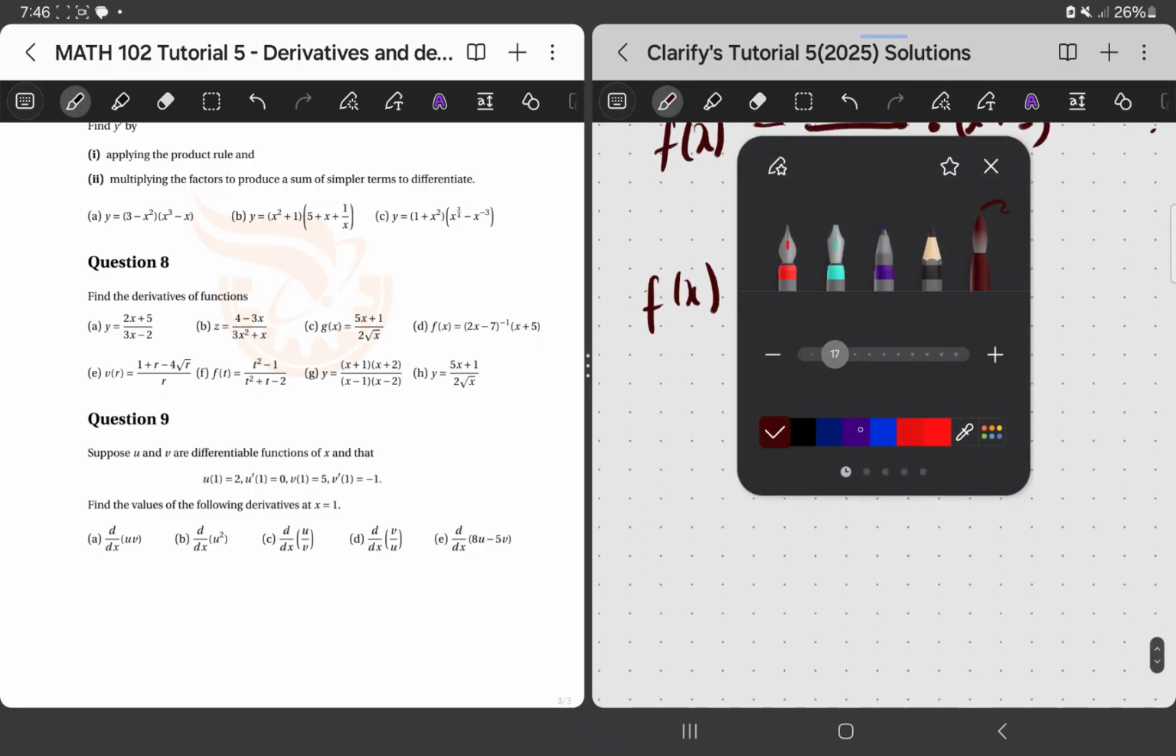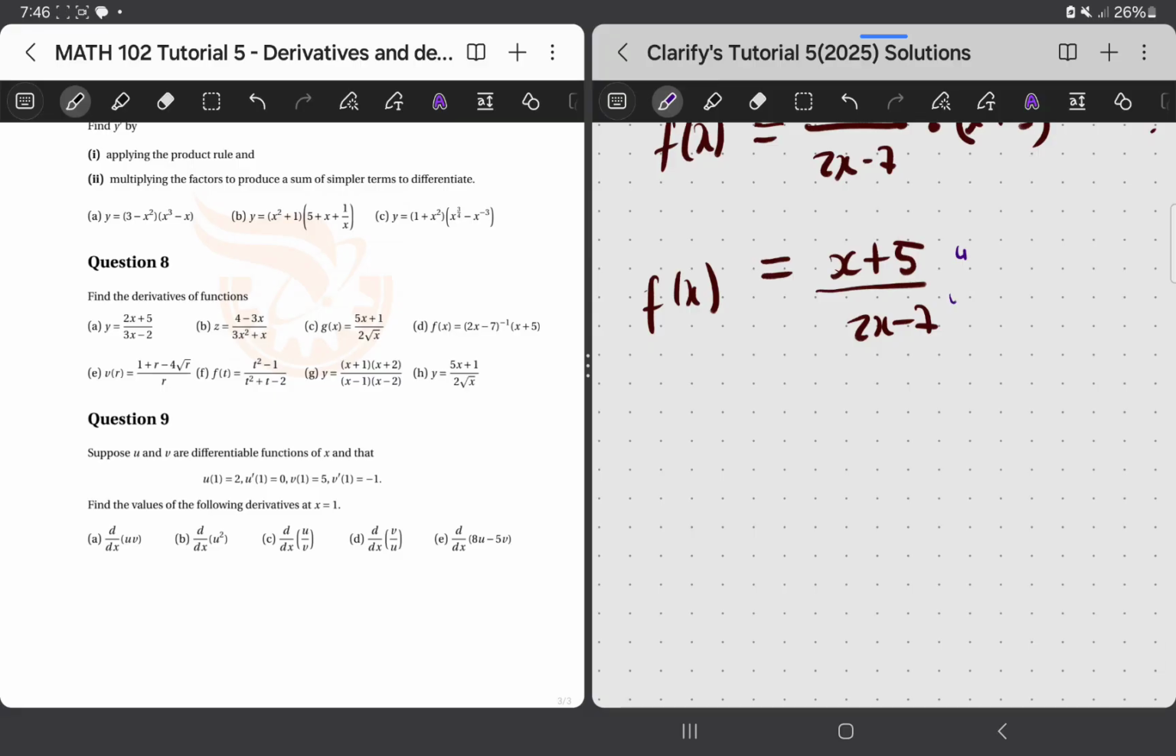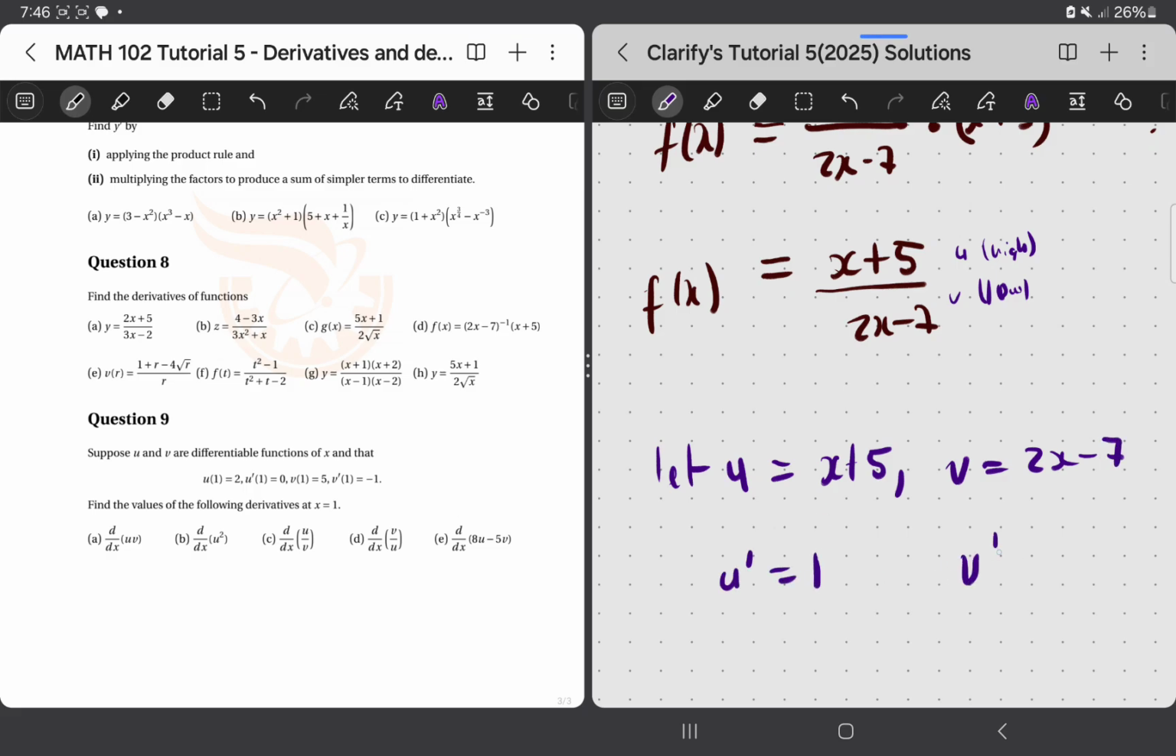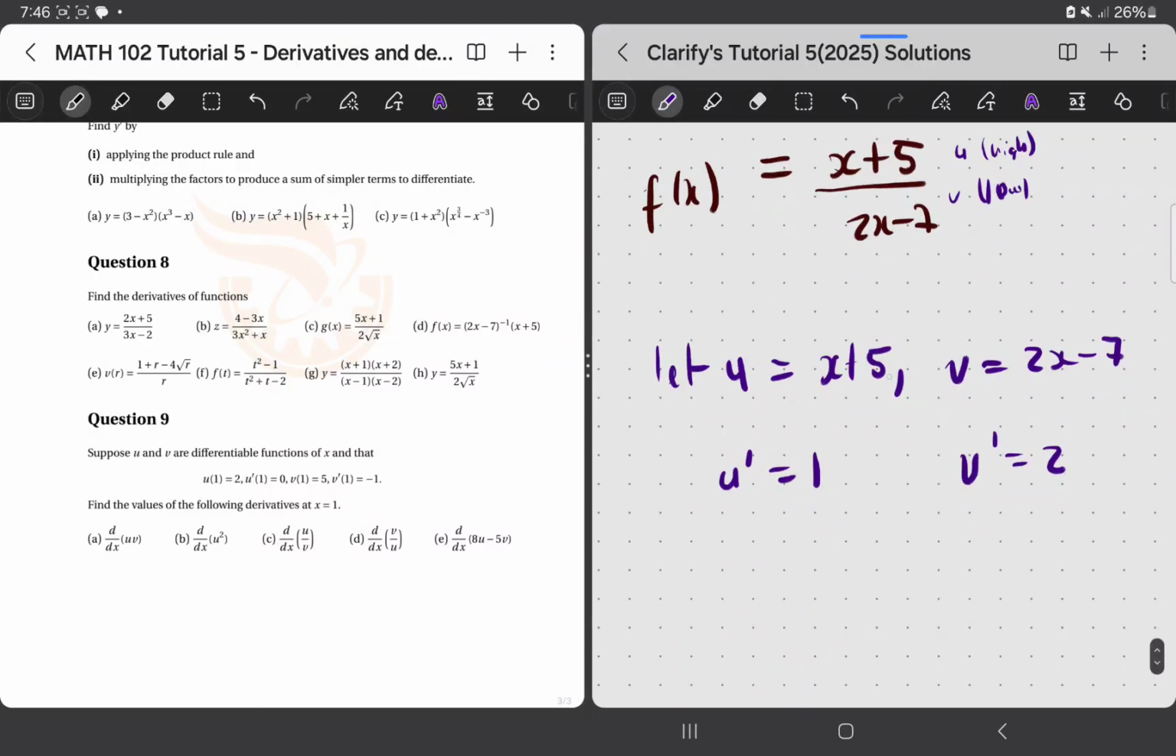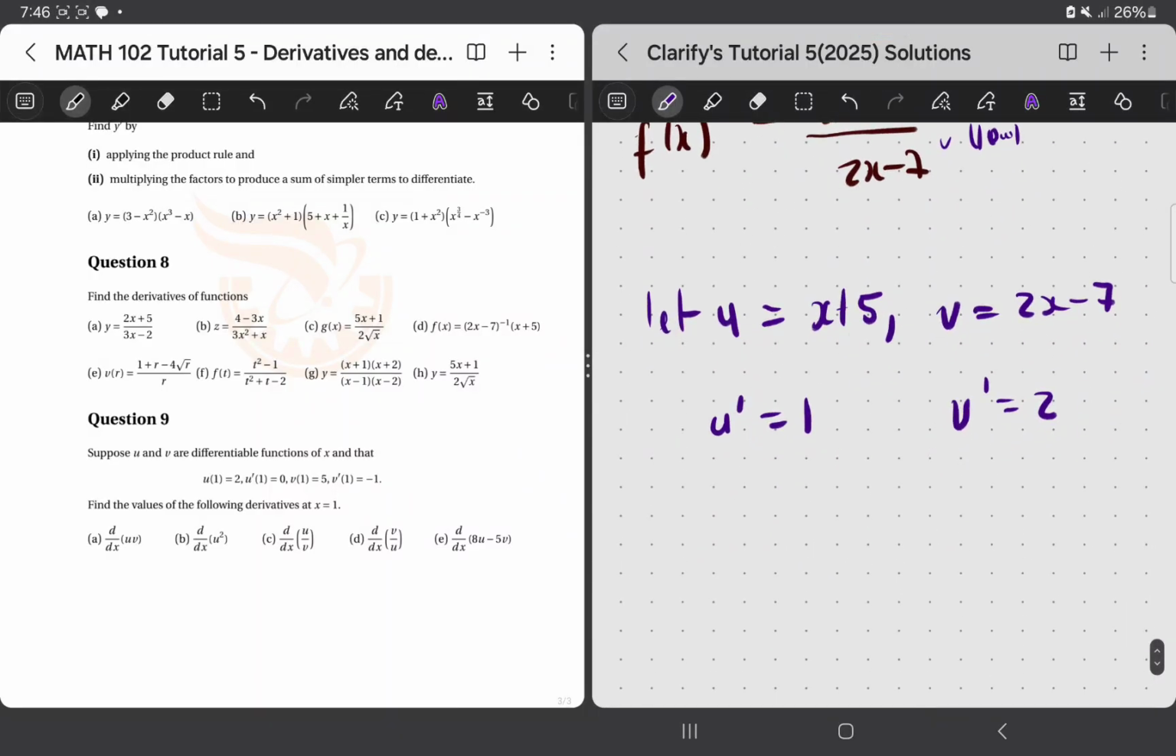Now, once you have it like this, you can call this your u, you can call this your v. This is your high, and this is your low. Remember that. Don't forget that. So now you can say let u be equal to the high, x plus 5, and v is going to be equal to 2x minus 7. u prime is equal to the derivative of x, which is 1. Then v prime is the derivative of 2x, which is 2. The derivative of negative 7 is 0, and the derivative of 5 is 0 again.